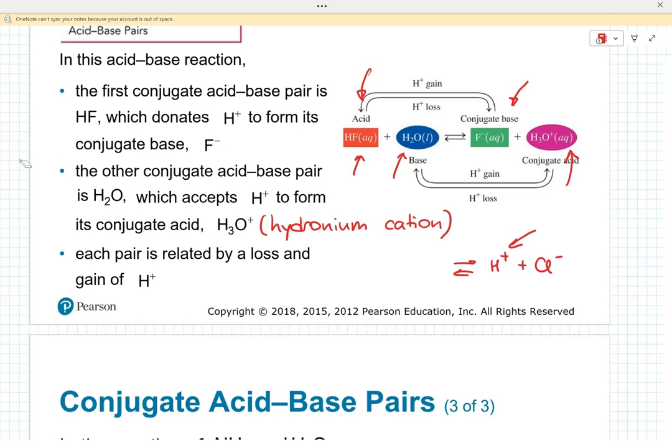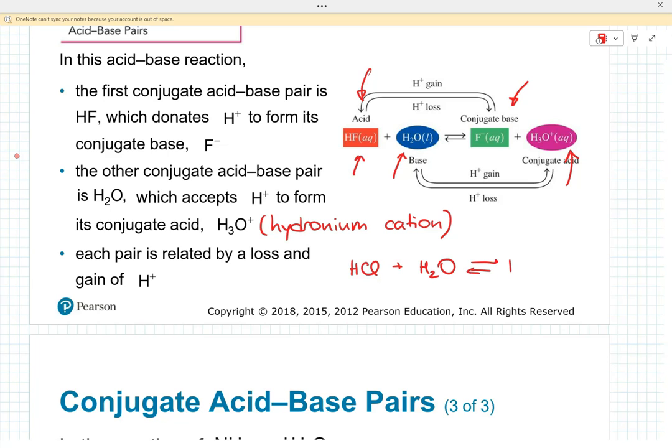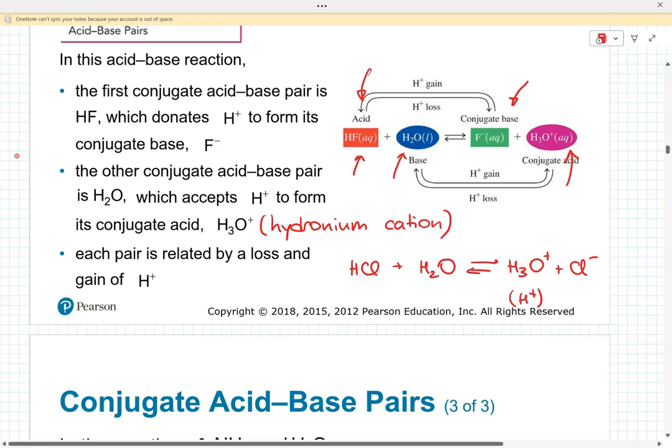The correct way to write it down would be this. HCl reacts with water, producing hydronium cation and chloride ion. Does that make sense to you? But in many cases, we just disregard that water on the left and H3O plus on the right, and basically make it equivalent to hydrogen. Okay?